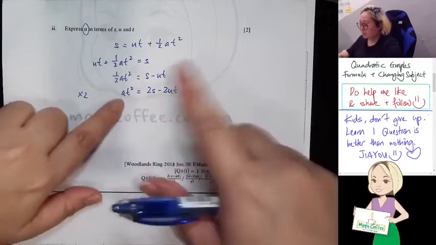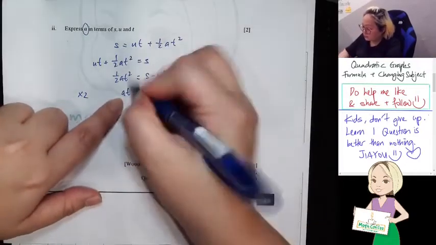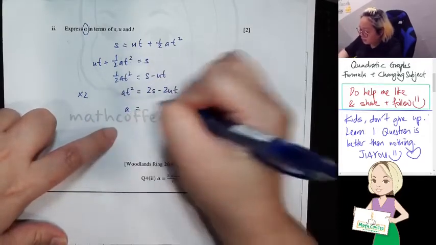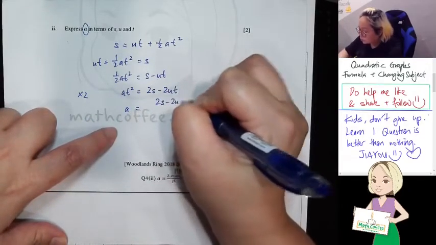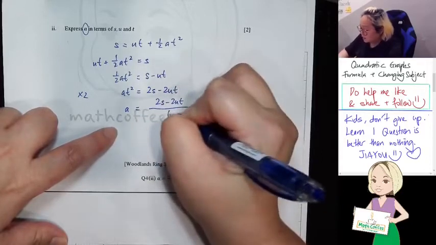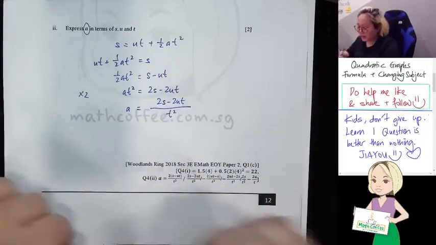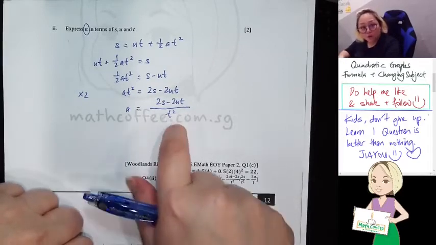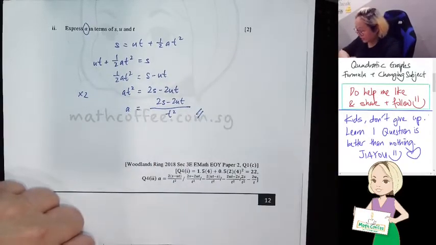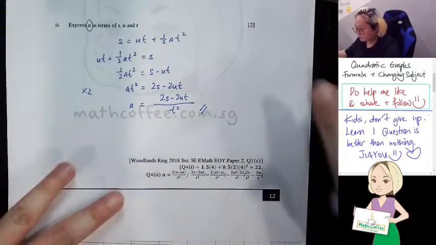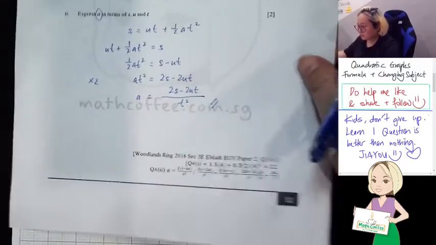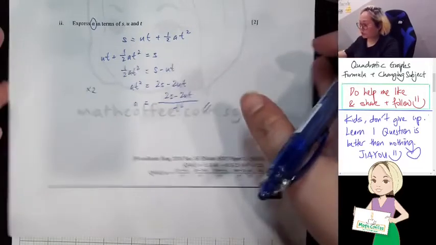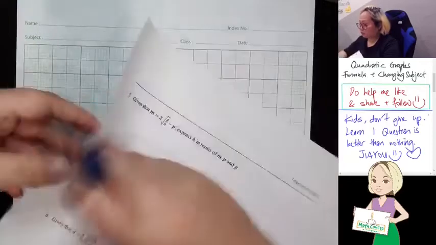So now, easy already, because I'm going to make a the subject, right? Remember, this is a multiplied by t squared. So it becomes a equals 2s minus 2ut over t squared. So do a last check. a is a single a, which is 1a. Right hand side has no a. And this is my final answer. Okay? So this is how I do changing subject for this question. So now we have the last question to do.